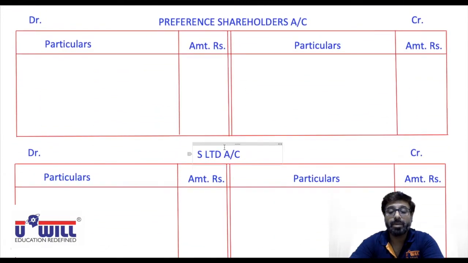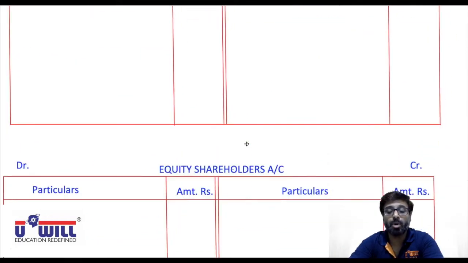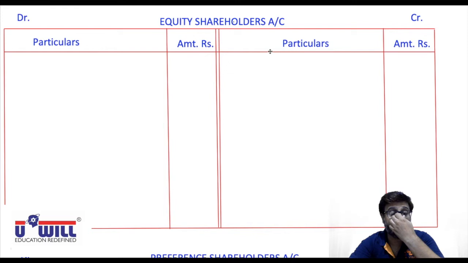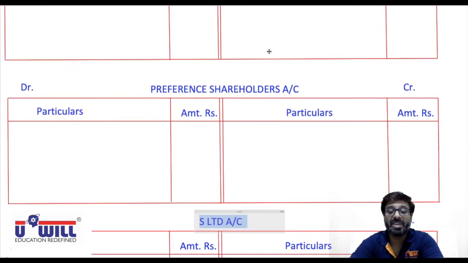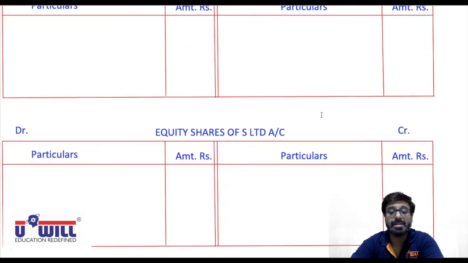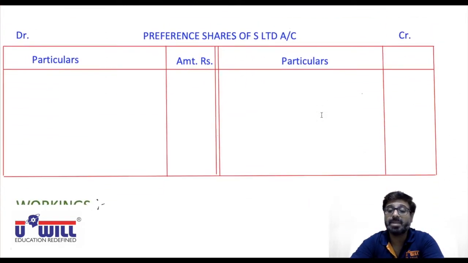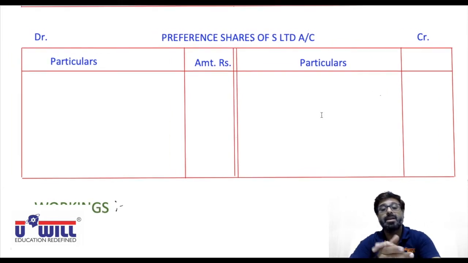I repeat, which formats you are supposed to make. Realization account, approximately 3/4 page. Equity shareholders account, around 10 lines. Preference shareholders account, 5 lines. S Limited account, 5 lines. Equity shares of S Limited, 5 lines. Preference shares of S Limited, 5 lines. Pause the video, make the formats, then we will make the workings together.